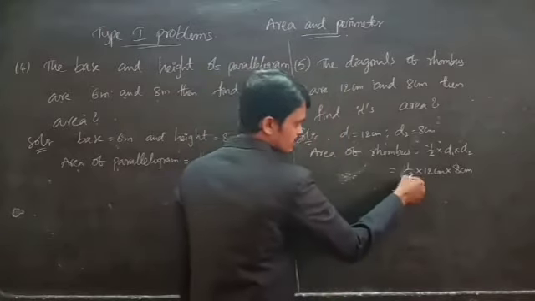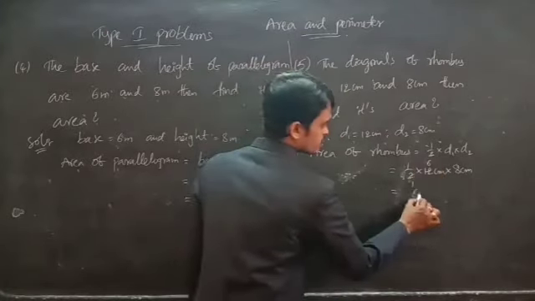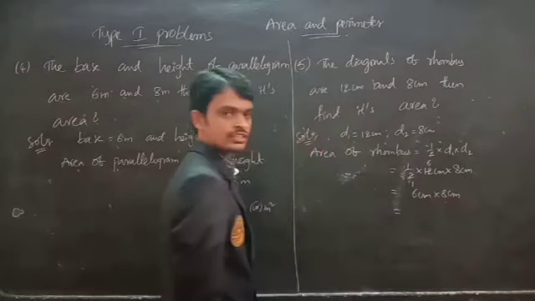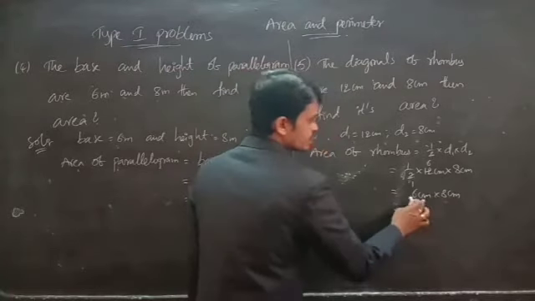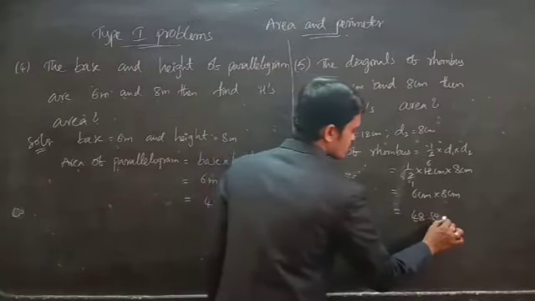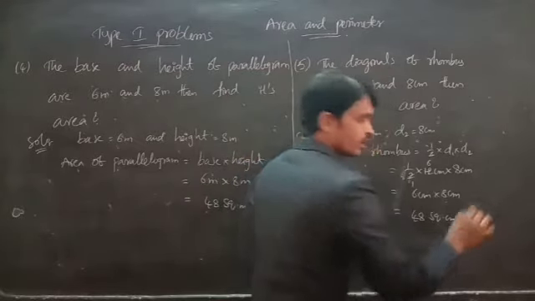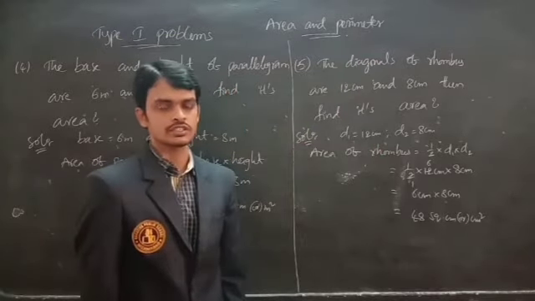So now we can cancel. Yes, 2 ones are 2, 2 sixes are 12. Then 6 centimeters into 8 centimeters. Then 6 8s are 48 centimeters into centimeters, square centimeters or centimeter square. So next, type 2 problems we will discuss.